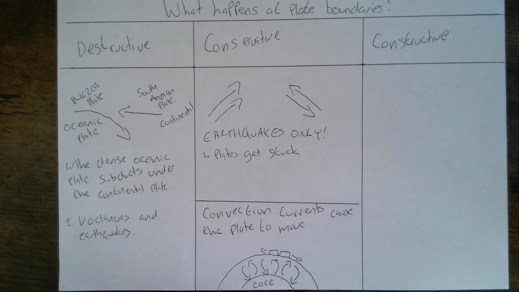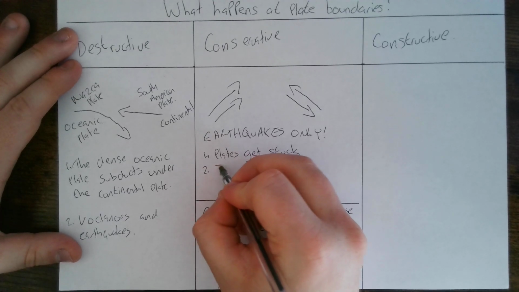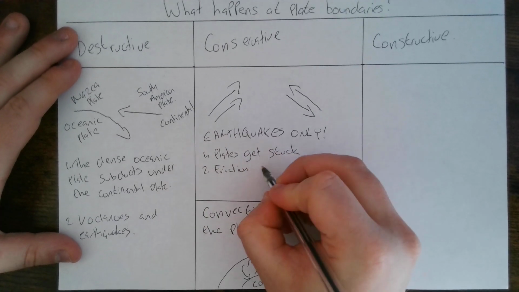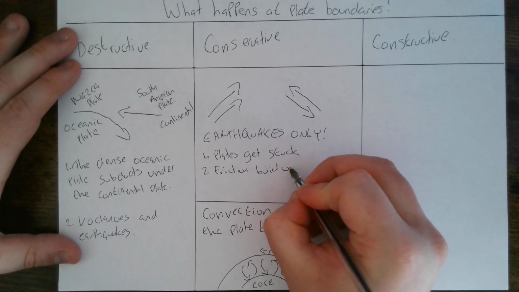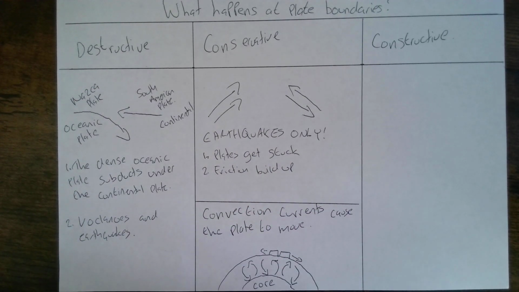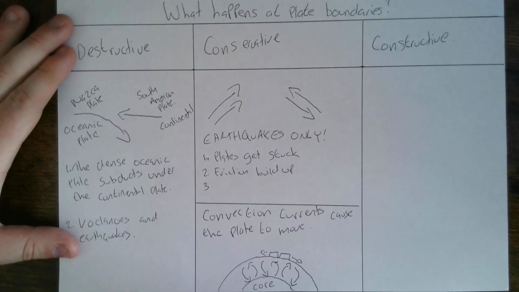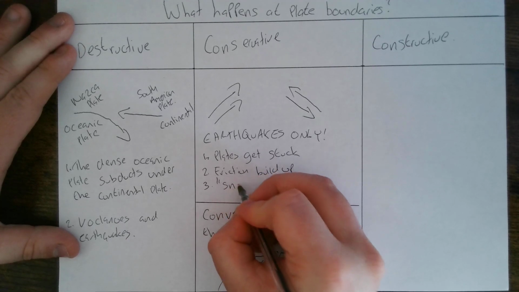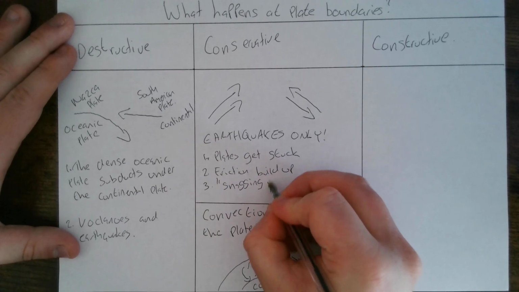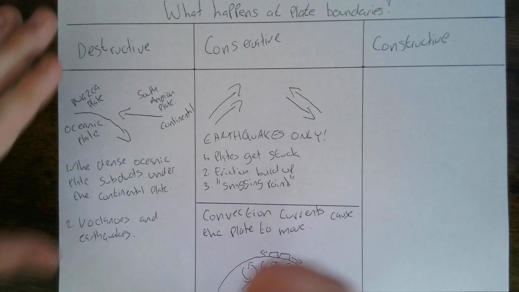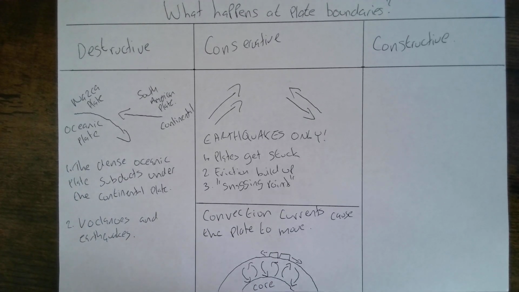And as they get stuck, friction will start to build up. Friction will build up. And over time, that friction will eventually reach what we call a snagging point or a breaking point. The bit that is holding it on will eventually give way under the amount of pressure that it has got, and that will then lead to an earthquake. Okay? Because all that pressure has been released, and that will create your earthquake. Again, there is no volcano here because there is no magma.